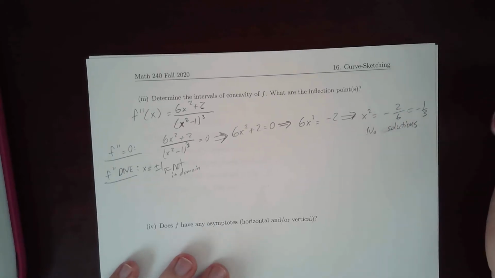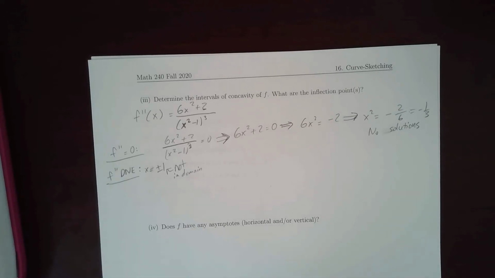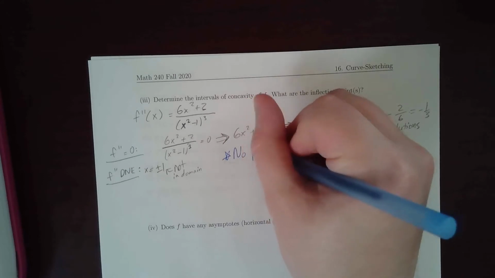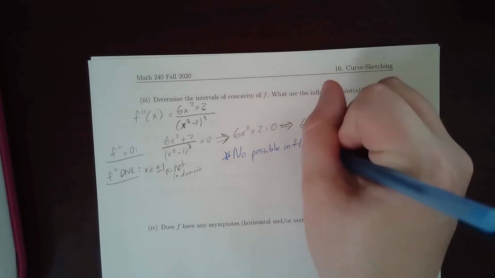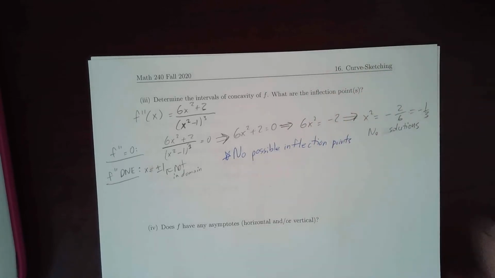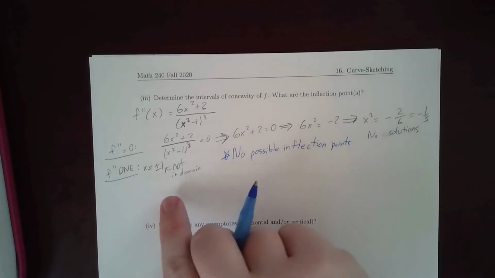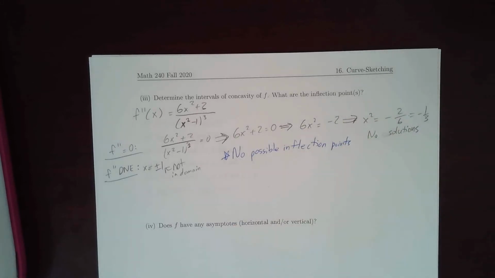So at the end of the day, there's no possible inflection points. When we looked, we couldn't get the second derivative equal to 0, and the places where we're able to make the second derivative not exist, those were already on our domain to begin with. But that doesn't mean we don't want to know where we're concave up and concave down.